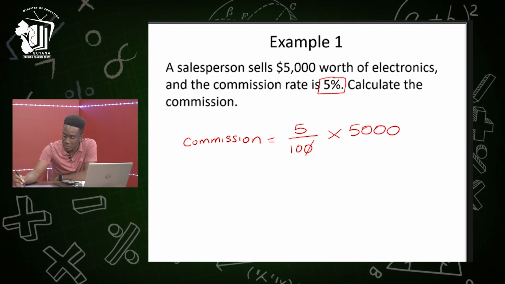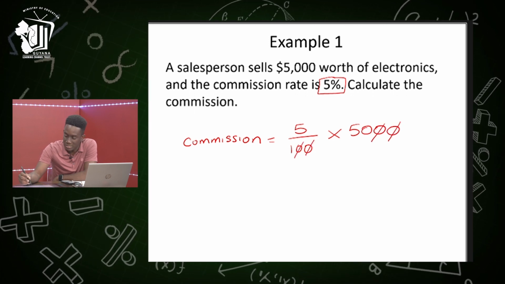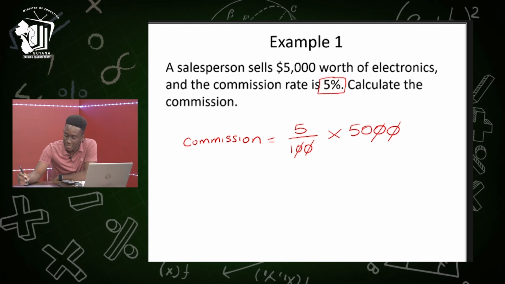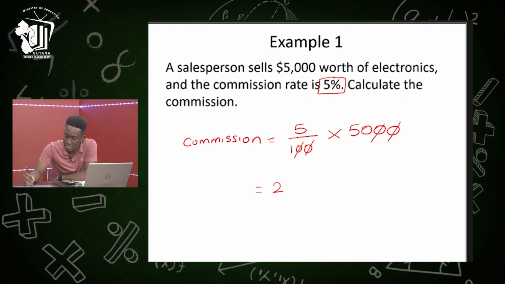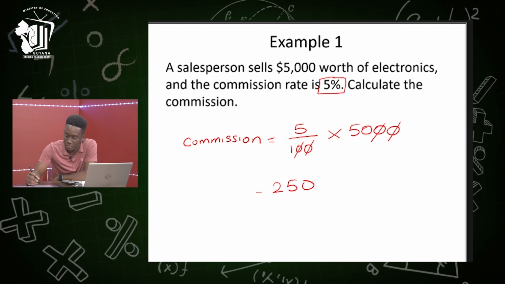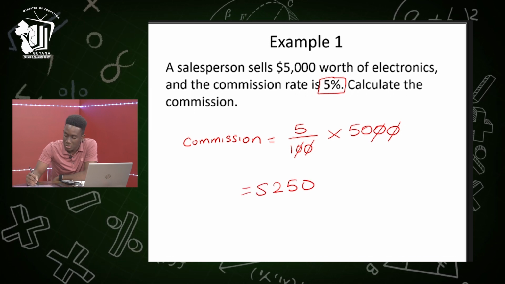So this 0 cancels with that 0. This 0 cancels with that 0. 5 multiplied by 50 would give me $250. So the commission that the salesperson received based on the $5,000 worth of electronics that they sold is $250. And that is how you calculate commission. As easy as that. So let's look at another example.